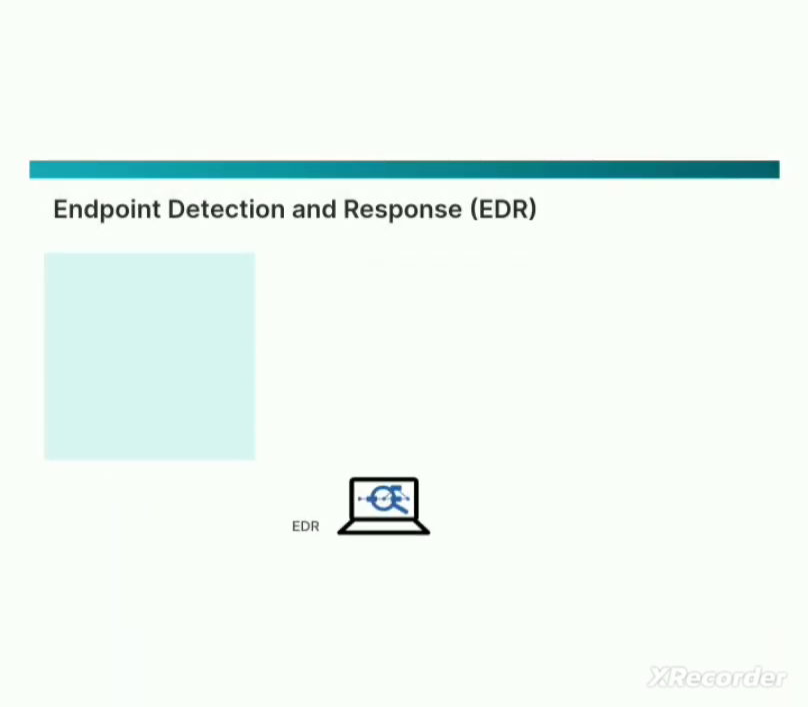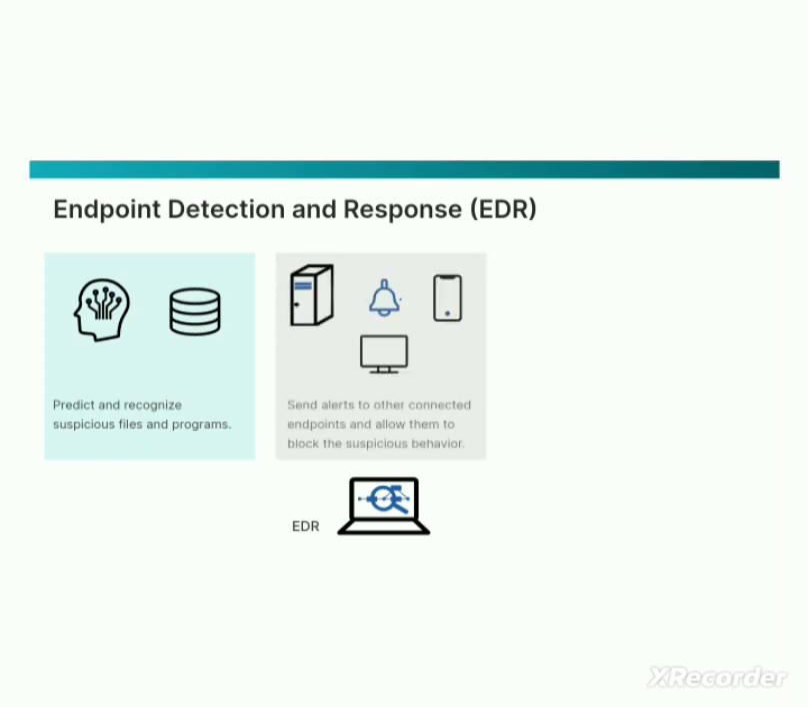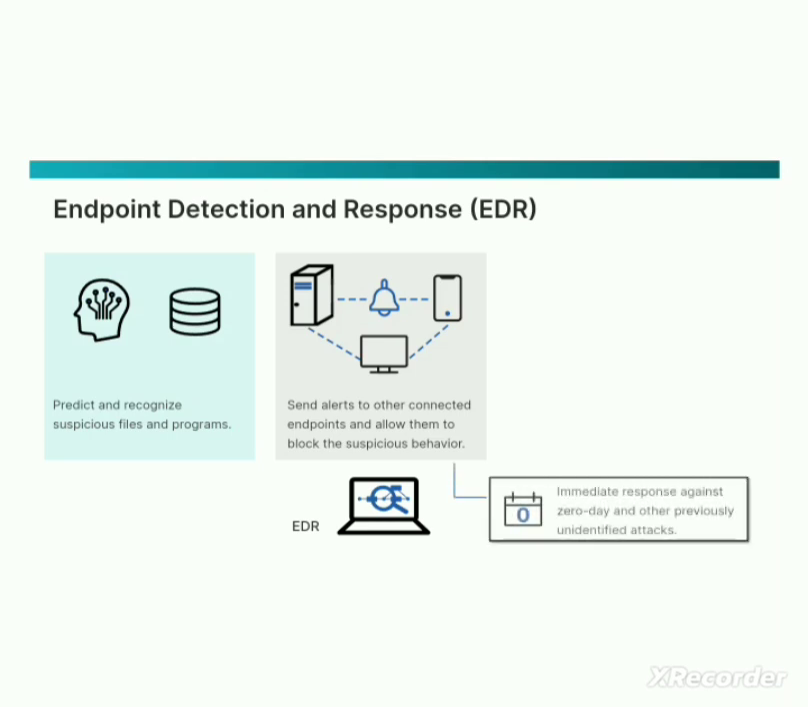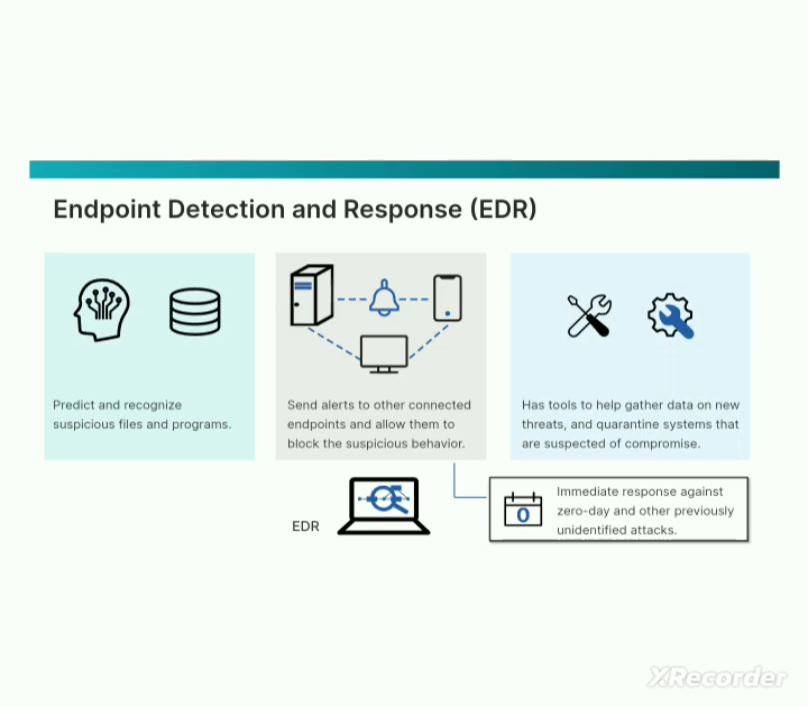EDR usually leverages artificial intelligence and large comprehensive databases of known attacks to predict and recognize suspicious files and programs. In addition to detection and immediate response, EDR can trigger alerts to other connected endpoints and allow other endpoints to immediately block the suspicious program or file, even before it can be opened or executed, providing an immediate response against zero-day and other previously unidentified attacks. EDR systems can also have tools to help security investigators gather data on new threats and quarantine systems that are suspected of compromise.